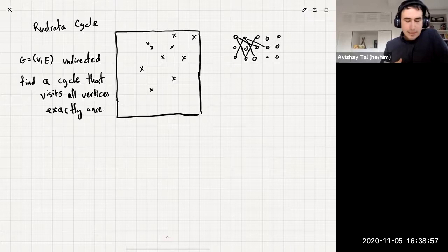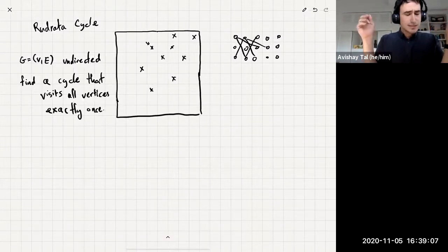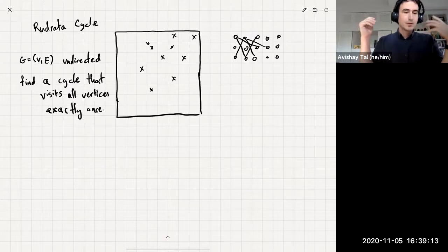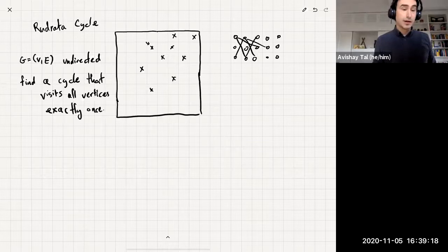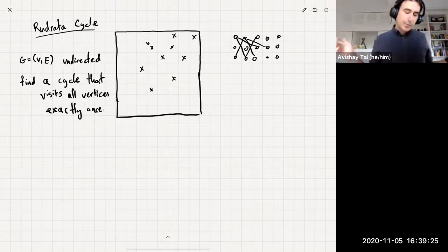It turns out that this question about Rudrata cycles is what's known as an NP-complete problem. We'll get to what it means next week. But it's actually a hard problem. We don't know of an algorithm that works on general graphs and that works efficiently in the worst case. And we will show that there are good reasons why we don't know that. Okay, so let's say that we believe that this problem is hard, this Rudrata cycle.